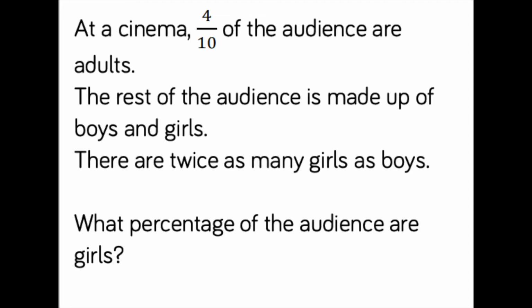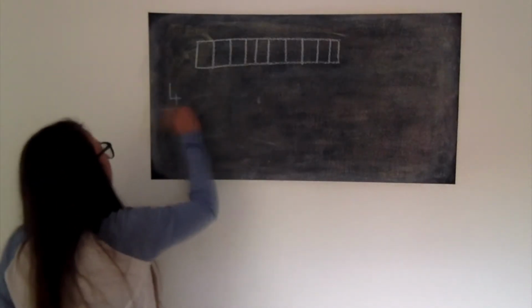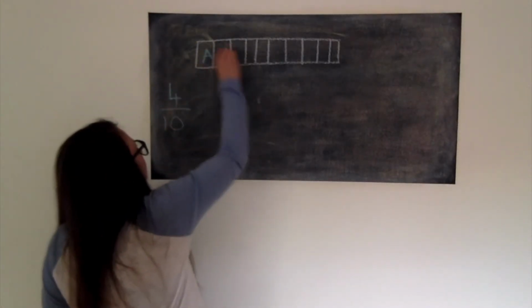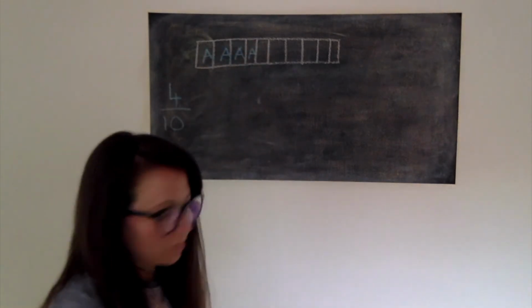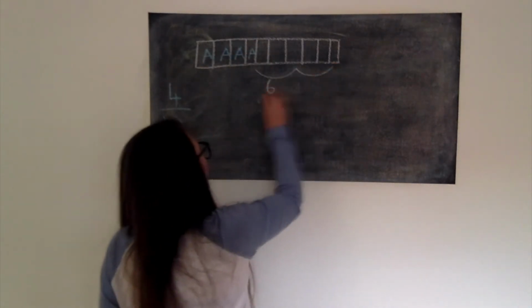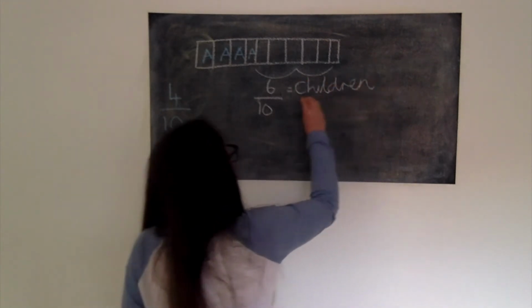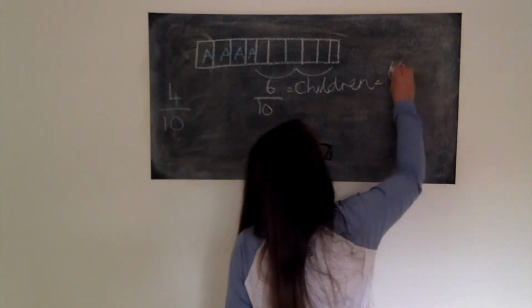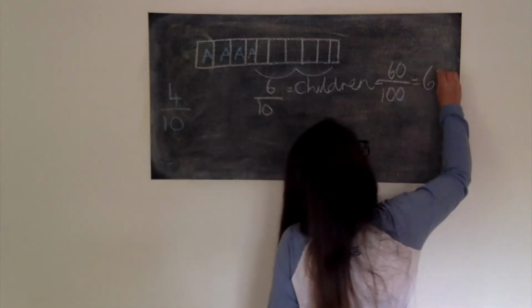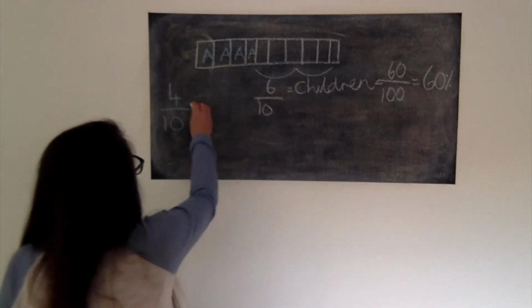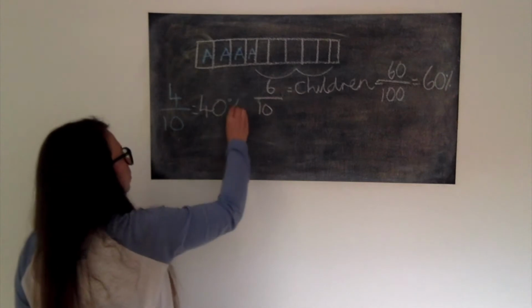Now I'm going to go through yesterday's challenge. So, to see number, 4/10 of the audience are adults and the rest are children. There are twice as many girls as boys. What percentage are girls? First of all, I drew myself a little bar model and put it into tenths because that was the information I knew. So I knew that 4/10 were adults. So that left out of my whole 6/10. So I knew that 6/10 were children.